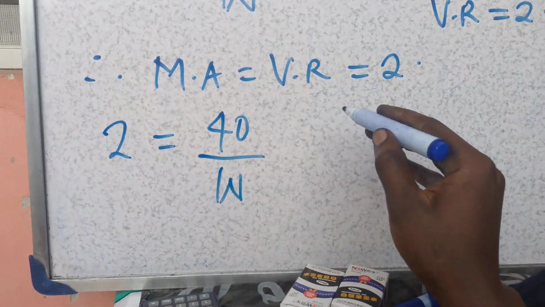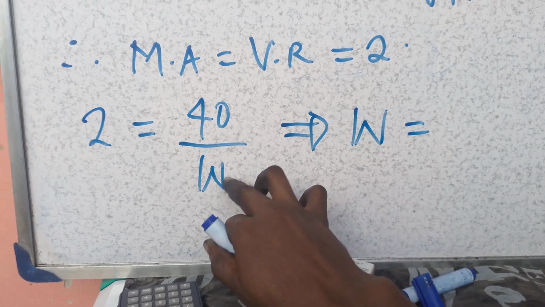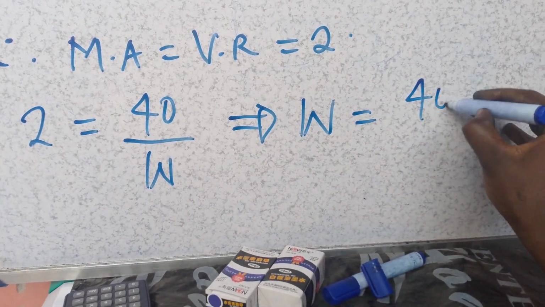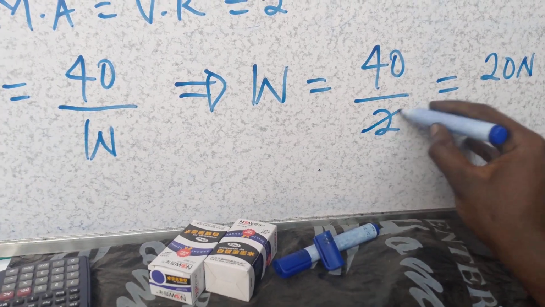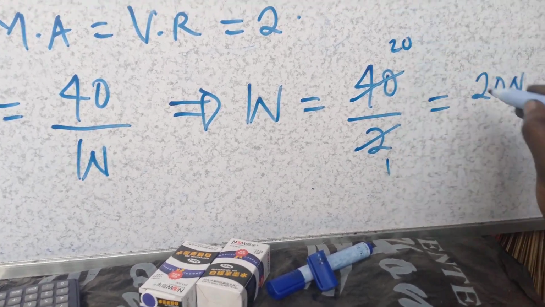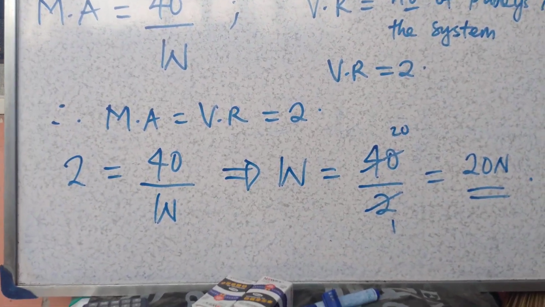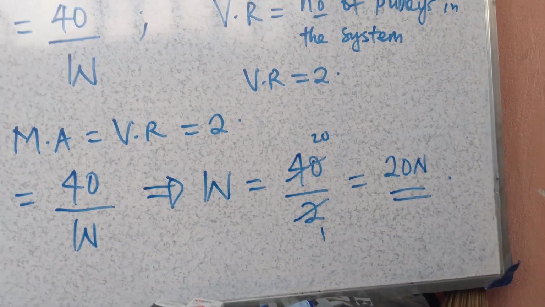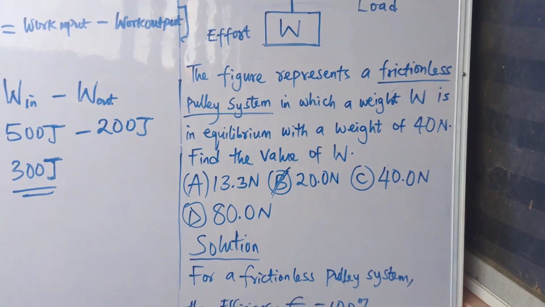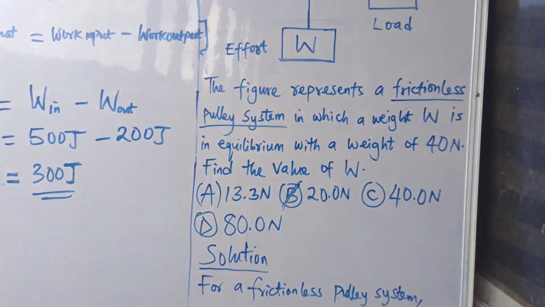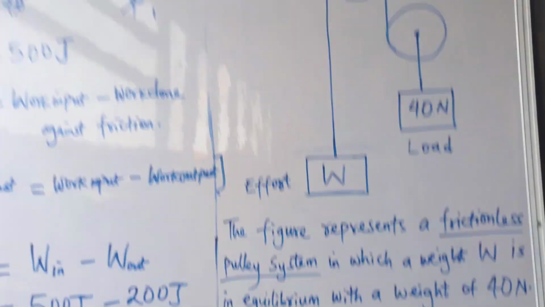If I interchange position now, W, which is the effort, equals 40 divided by 2, which is 20 Newton. Half of 40 is 20. So I have the effort as 20 Newton. The effort applied is 20 Newton. Okay? Alright, so that is it. Effort is 20 Newton. So the correct answer is option B. Option B, the correct answer to that question, is 20 Newton.